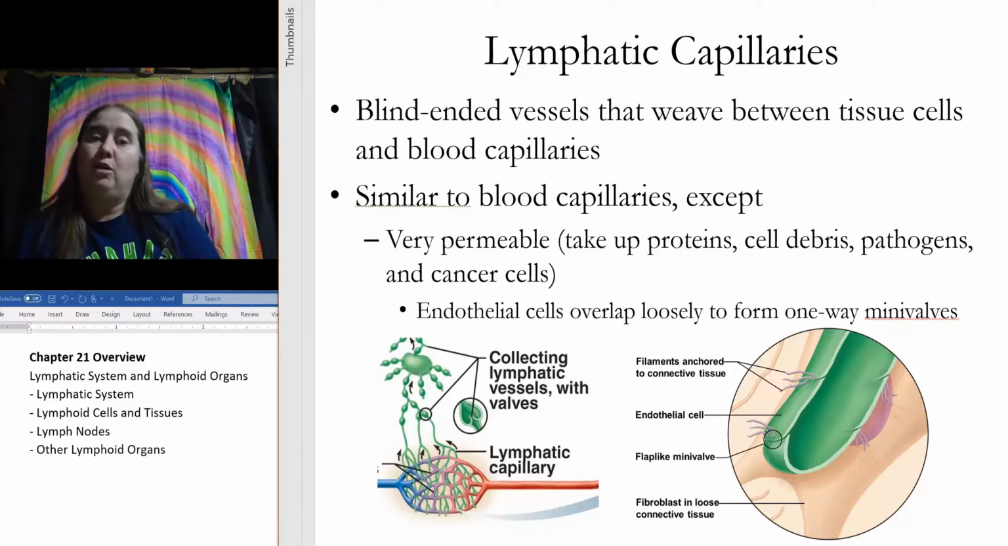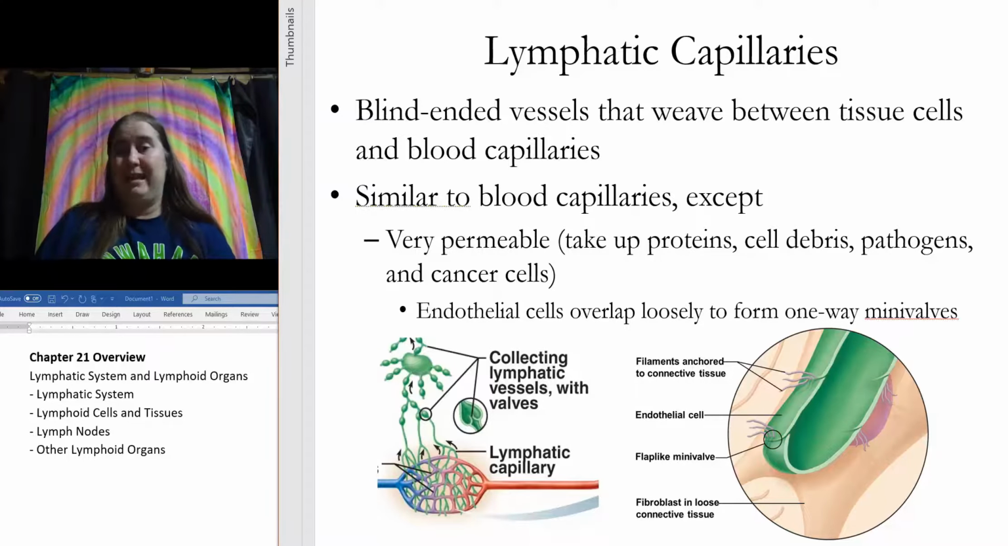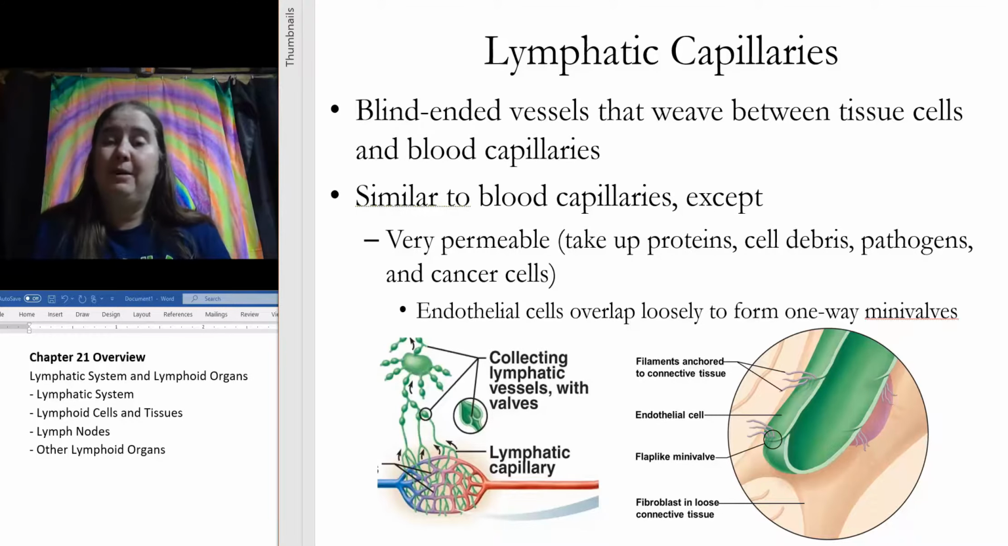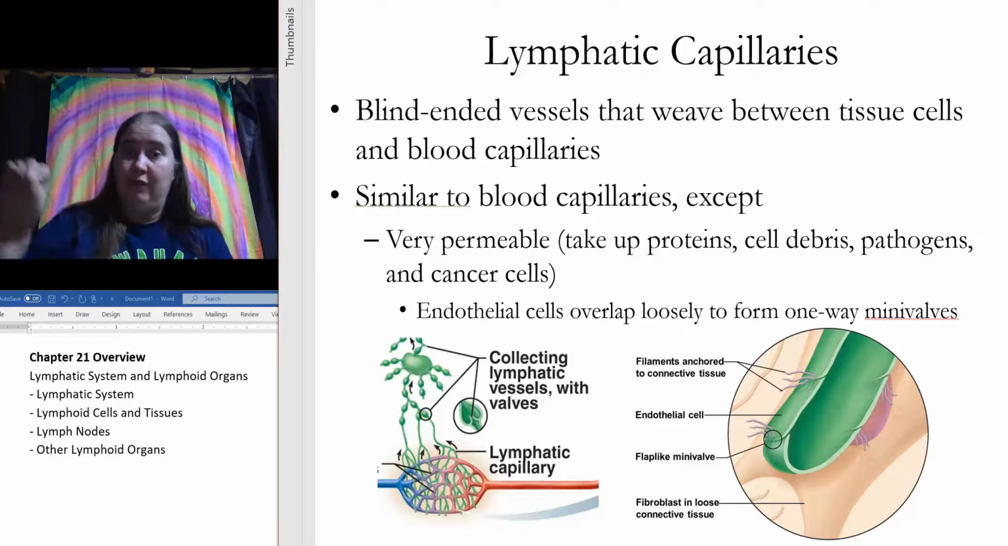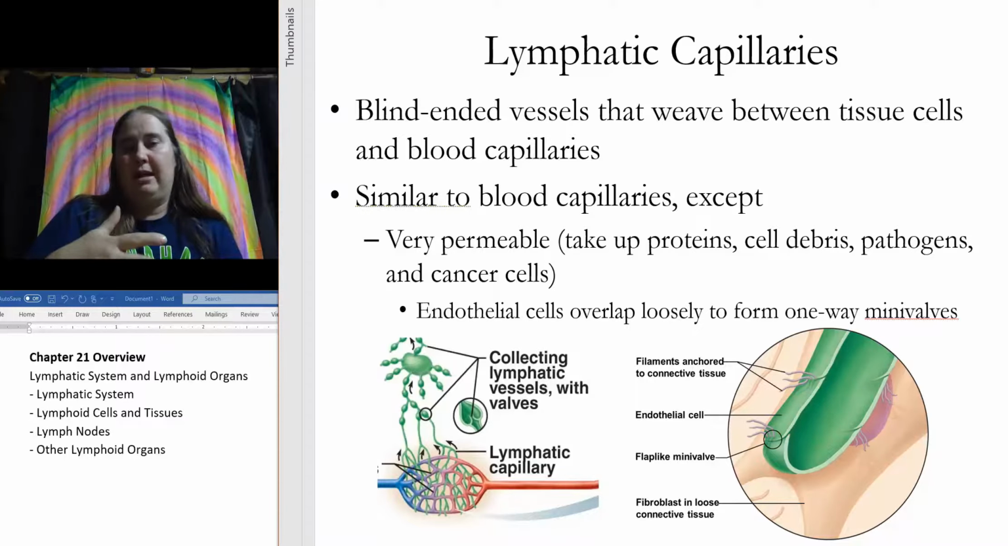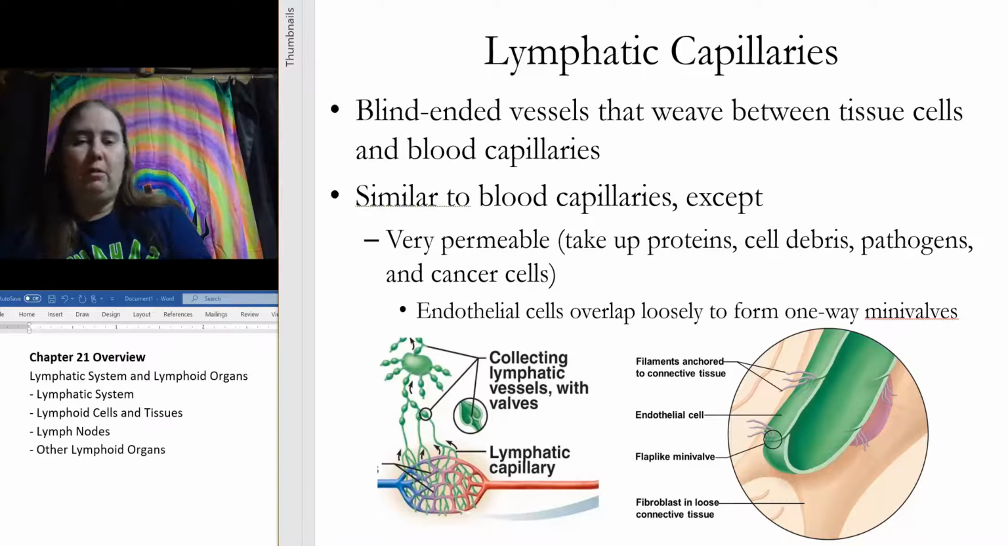But what it also means is that if you have your cell, right? And if you have bacteria or a pathogen in that interstitial space, it is also going to take up the pathogen or even cancer cells. So when they talk about cancer cells metastasizing or moving from a primary location to a secondary location, typically what they'll do is they have the cancer's primary site, and then they check the lymph nodes surrounding that primary cancer. And that is because typically the way cancers are able to migrate to different parts of the body is through the lymphatic system.